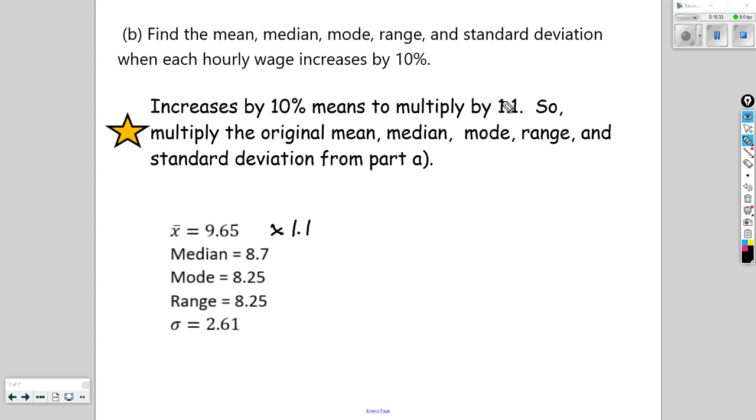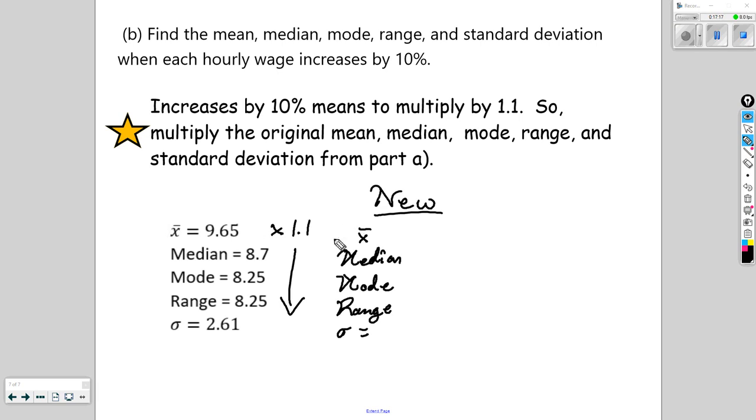If we multiply it by 1, it stays the same. And then if we increase it, we would have to add that to 1. And 10% would be 0.1. So we're multiplying everything across the board by 1.1. So now that gives us some new measures of center and variation.